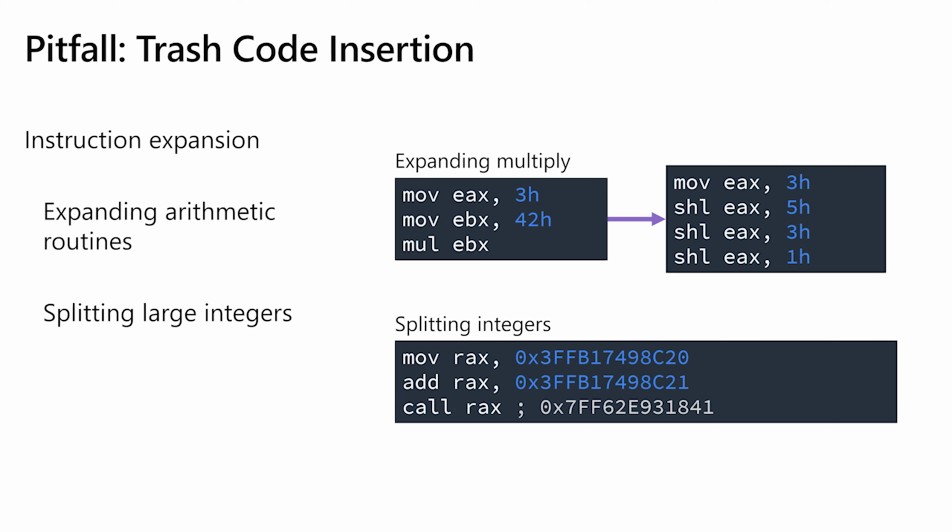And then splitting large integers. For instance, say they wanted to split the address of one of the malicious functions or Windows API calls they want to use, and they split it up into two different integers, so that if you're looking at it in the disassembly, it's really hard to pick up unless you're doing symbolic execution or emulation. You're not going to be able to catch that.